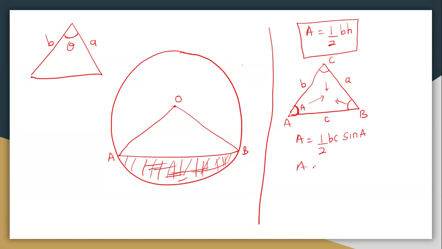In case I'm to use angle B, it means I'll say a half, the side where angle B faces, I don't use it. I use the other two sides, so it's a half ac sine of angle B. Can you put for me in the chat, what if I want to use sine C? How will our formula look like?